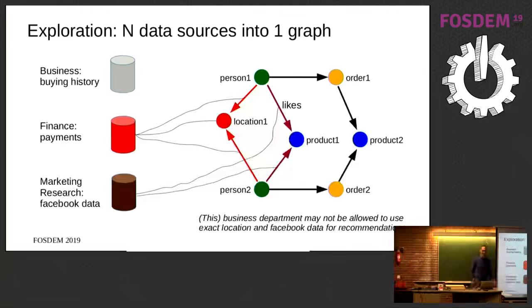So, first, why would we need access control in the graph data, and what are the tricky points of that? Normally, when you ingest data into a graph, you have data from multiple data sources. So in this diagram, for example, you could have data from some application of a business department, let's say buying history. You could have some data from a finance department, and you could also have some marketing research team that have downloaded a lot of Facebook data, and they also want to include it in the graph.